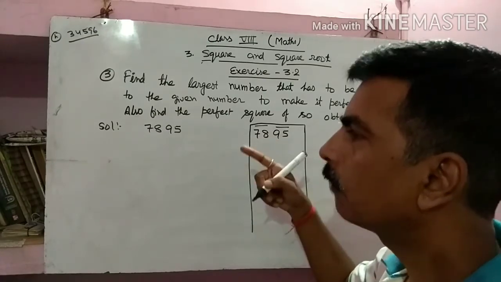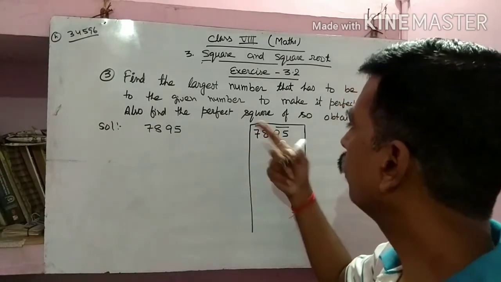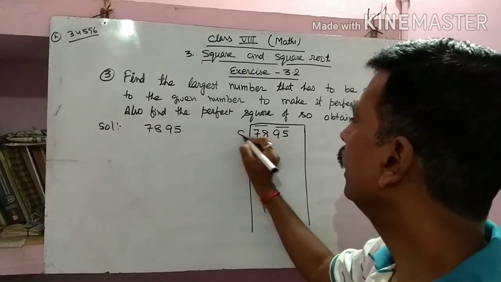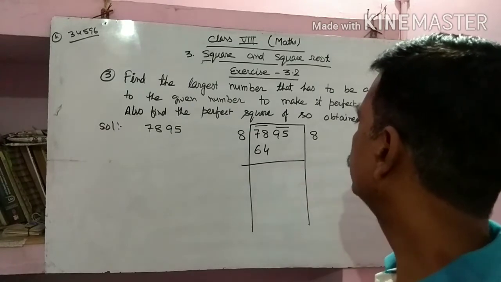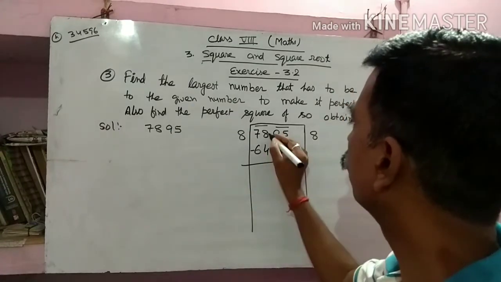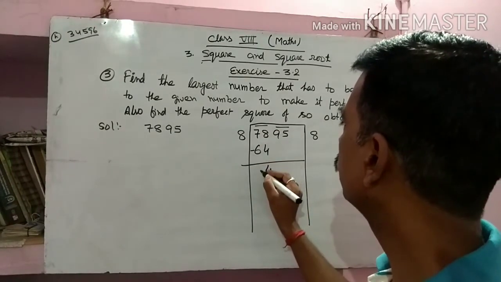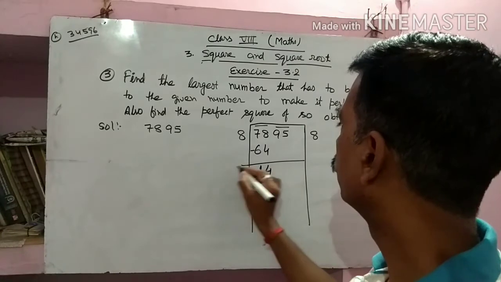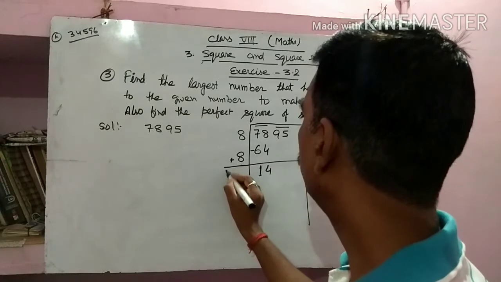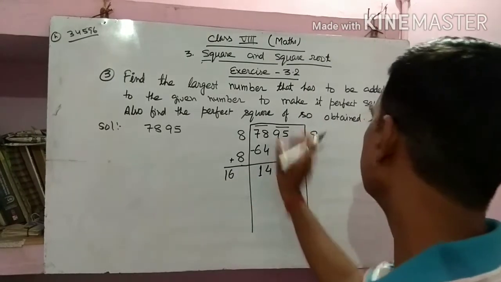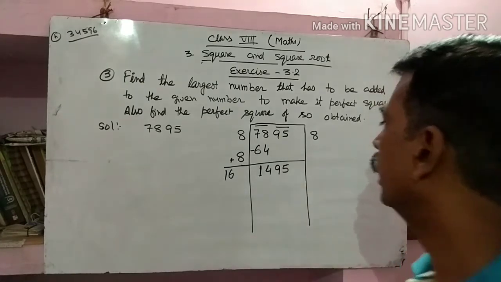So 1 times 1 is 1, 2 times 2 is 4, 3 times 3 is 9, 4 times 4 is 16, 5 times 5 is 25, and 8 times 8 is 64. Is it? Subtract that 64: 8 minus 4 becomes 4, and 7 minus 6 becomes 1. So what do we do? We have to add 8 here. So it becomes 16. And this 95 is going to be brought down here.